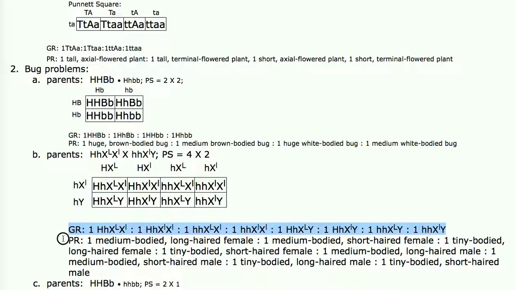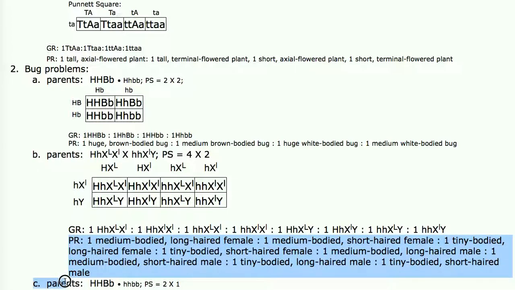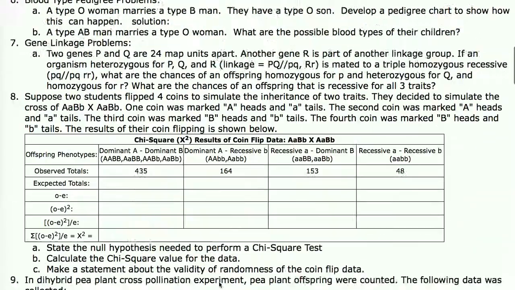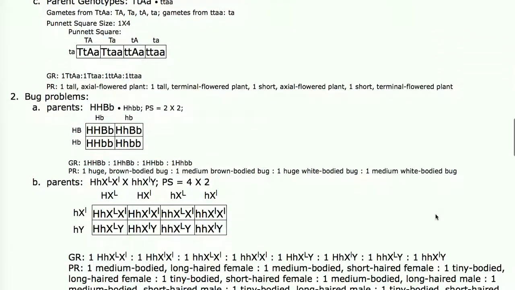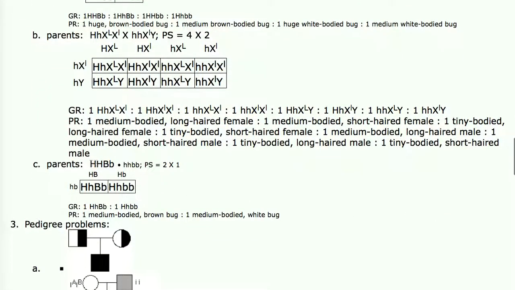So here's the GR, it's big, it's one of each of those. And here's the PR, it's big, it's one of each of those. I'll let you look at those more specifically on your own, but I want to keep covering the problems here. Letter C is a huge brown body bug who had a parent with a white body, is crossed with a tiny white bodied bug. So if we come down here, a huge brown bodied bug who had a parent with a white body. Now, that's basically stating that they're heterozygous for body color. They have to be.